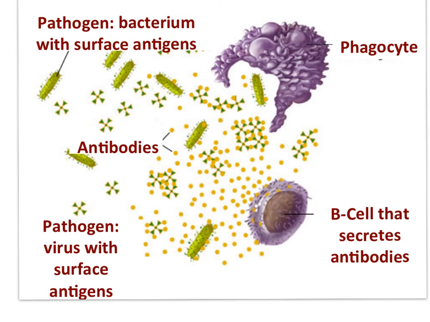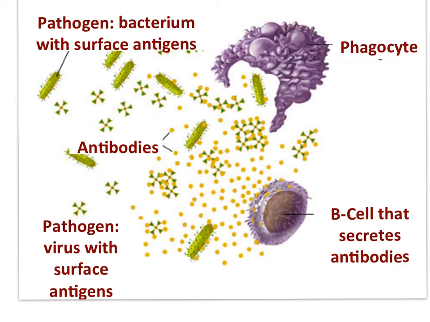In this diagram, we have bacterial pathogens and viral pathogens, each with antigens on their surface. You can see antibodies that have been secreted by the B cell that will bind to the antigen and neutralize the pathogen. So the presence of antigens and/or antibodies in the blood can be used to diagnose disease, diagnose the presence of the pathogen.